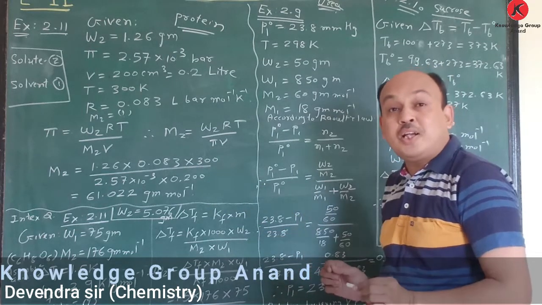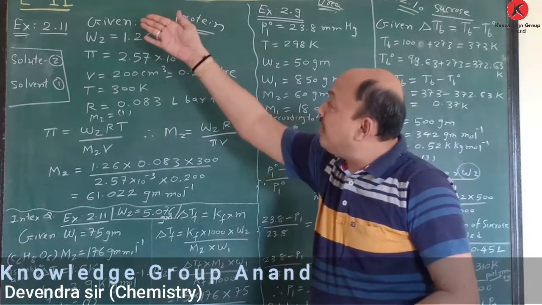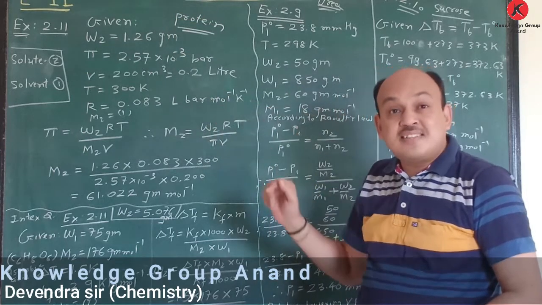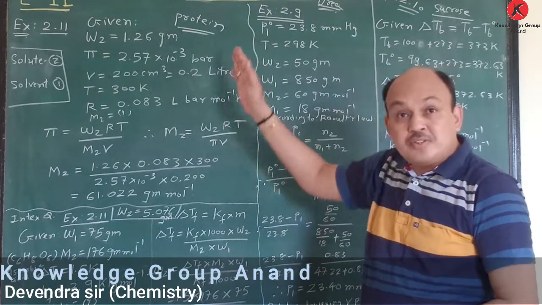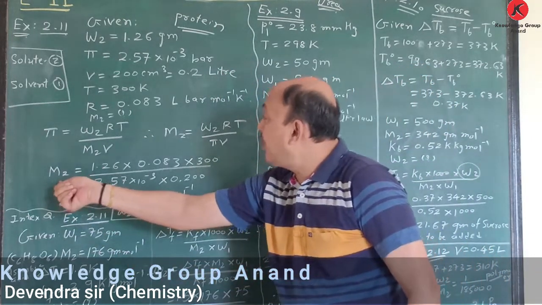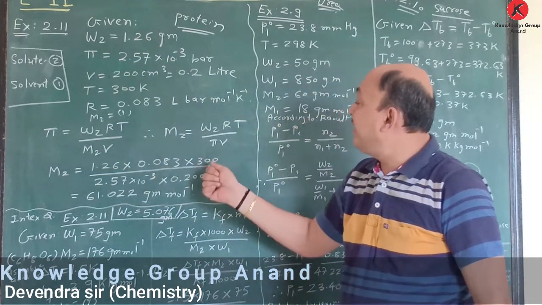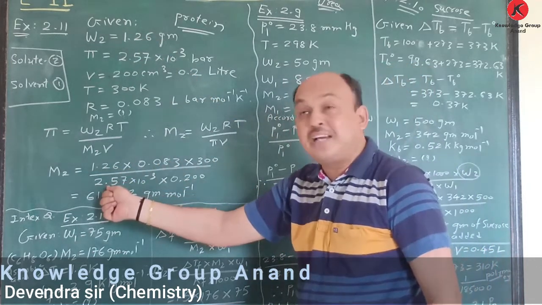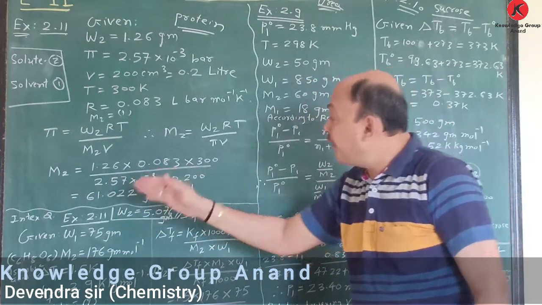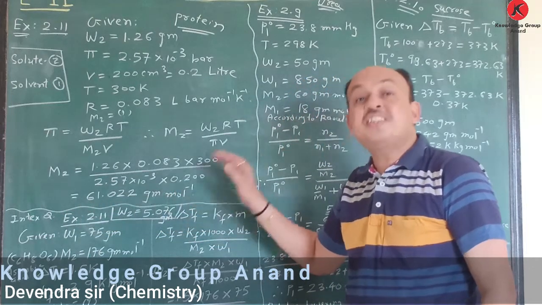You have a calculator, you have a textbook, because I write only the given points. Whatever the sentence is there, you read it out, pause this video and try to solve it. So here M2 is equal to, put those values: 1.26 into 0.083 into 300 divided by 2.57 into 10 raised to minus 3 into 0.200. If you calculate, you get 61.022 grams per mole, which is approximate.